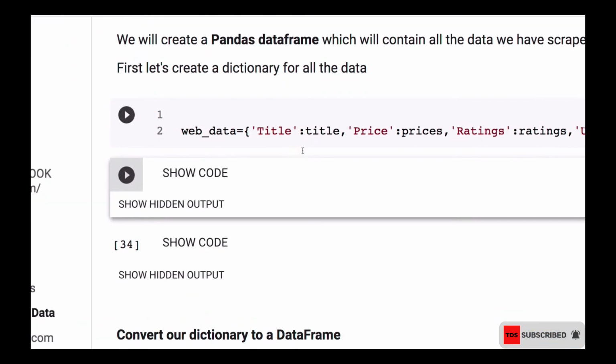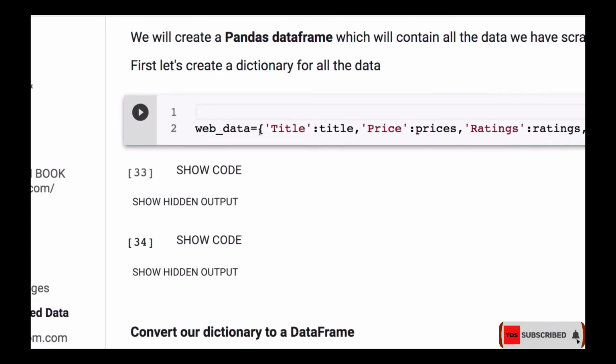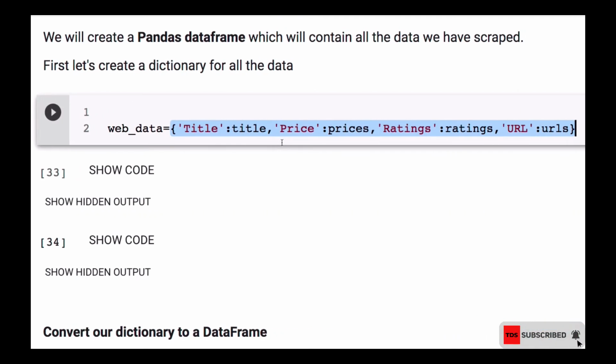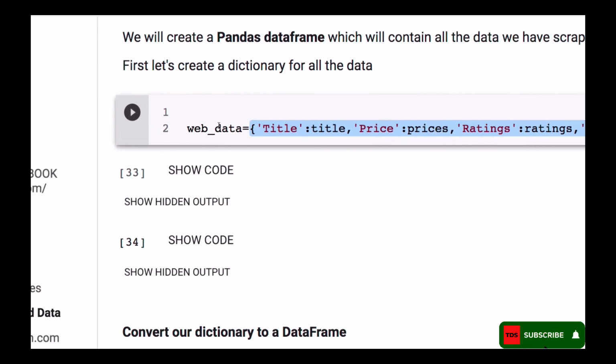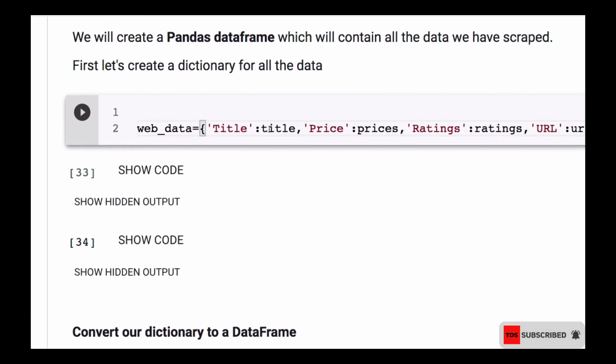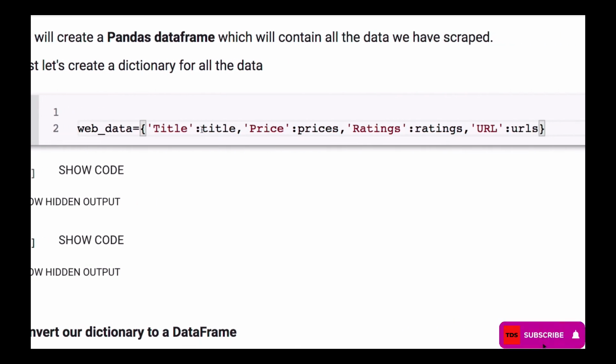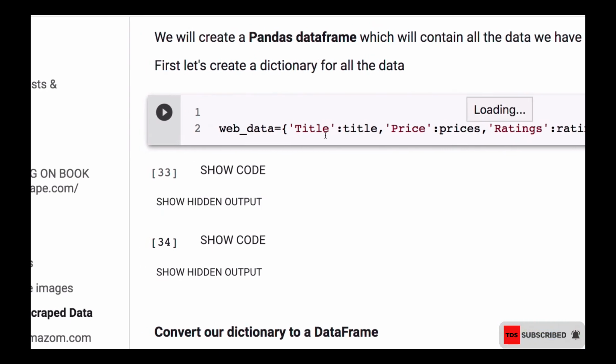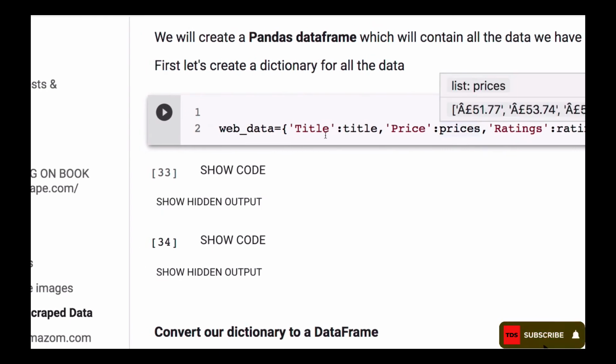Now after that is done, because I have a dictionary over here, I'm going to convert this dictionary to a pandas data frame. And if you're doing that, one thing you need to make sure is that the length of the data is the same. That is, the length of the title should be the same as the length of the price, the ratings and the URLs. Otherwise, if you're converting it to a pandas data frame, the indexing will not match.